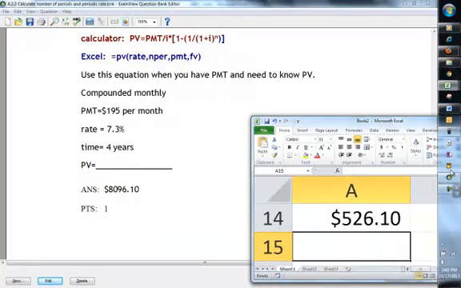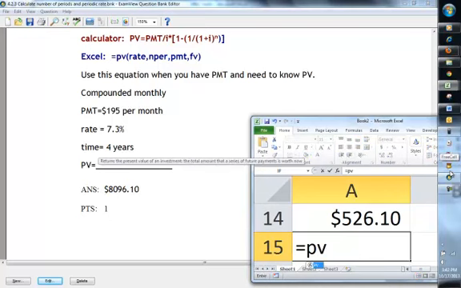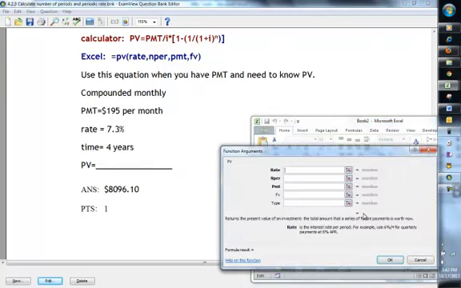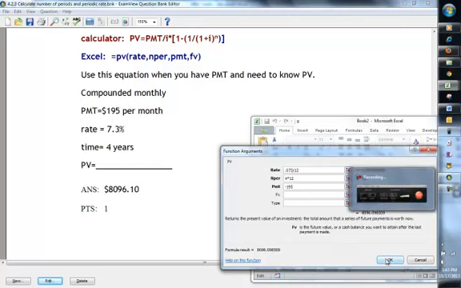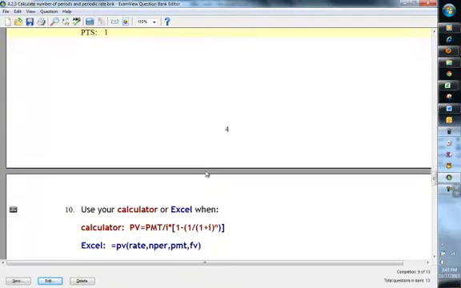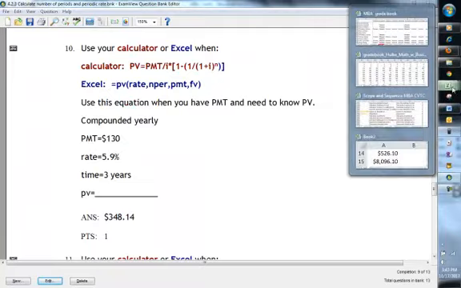Let's do this one. So equals PV, present value, compounded monthly. So we have 0.073 divided by 12. For 4 years times 12. This time the payment, the monthly payment, is, I'm going to put negative $195. And what is the present value? And it comes out to $8,096.10.